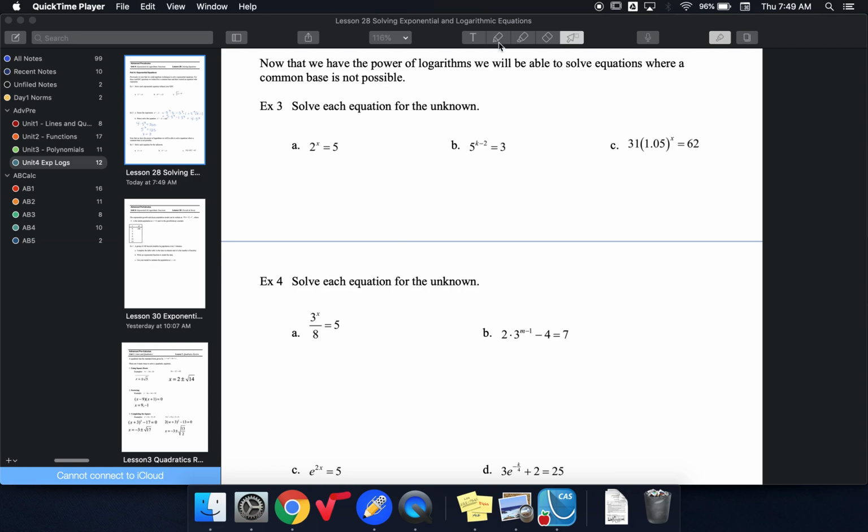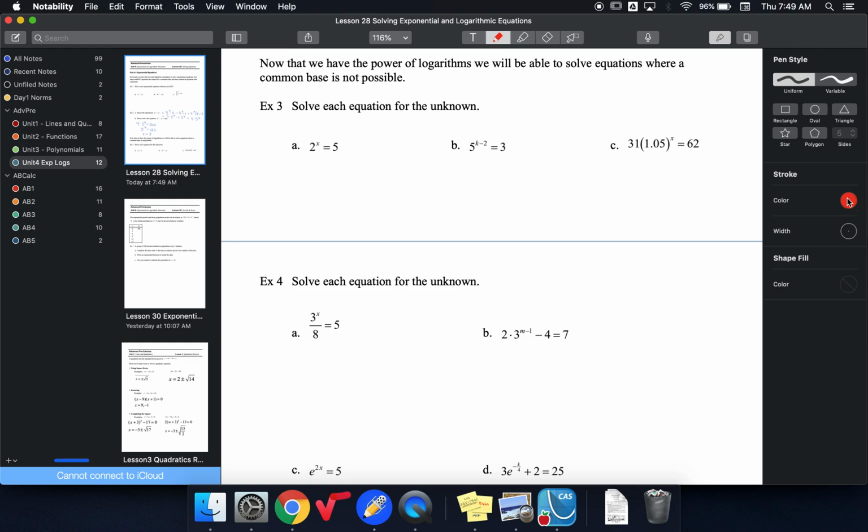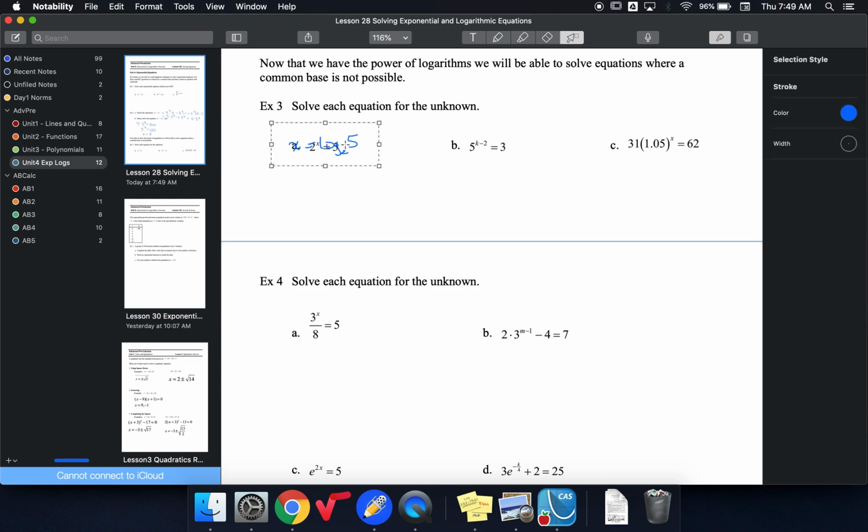So if you're super comfortable with logs, then maybe you can look at that first problem and just immediately see that x is the same as log base 2 of 5. But if you don't immediately see that, let's look at the algebra behind it.